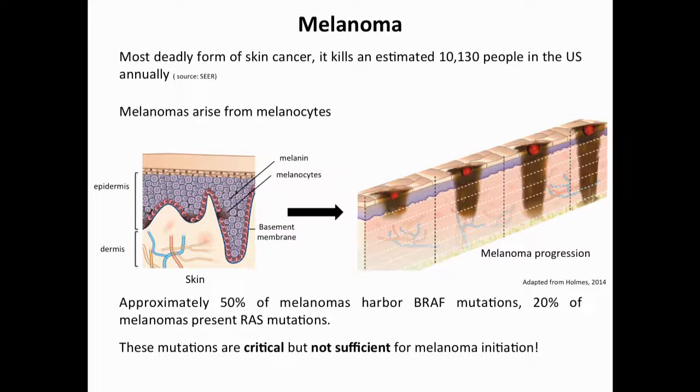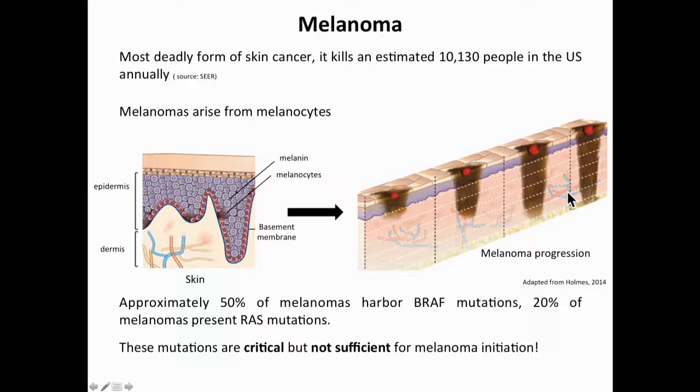So, melanoma is the most deadly form of skin cancer. It kills approximately 10,000 people in the US annually. And these melanomas arise from melanocytes. If you see this skin scheme, you can see that melanocytes, the pigment-producing cells, are located in the lower part of the epidermis, and they produce a pigment called melanin. When these melanocytes are altered, they start to spread deeper in the dermis until they are able to reach lymph nodes and vessels, and then they are able to spread throughout the body.